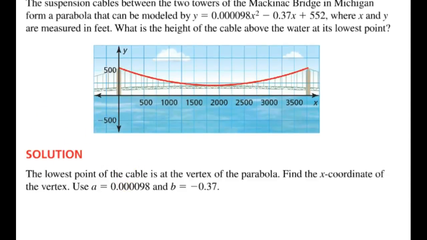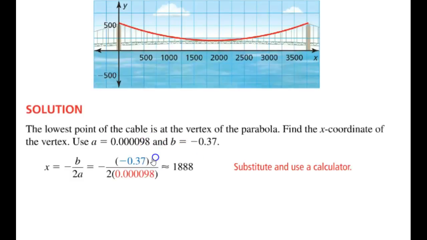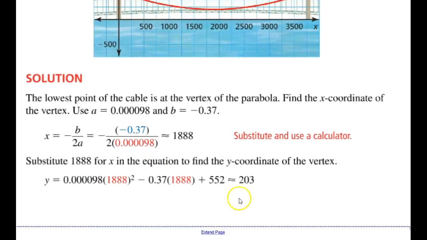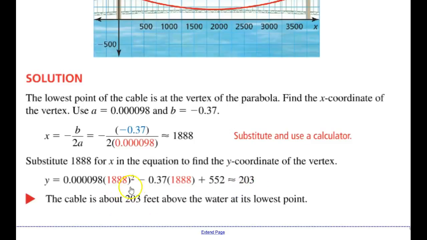So again, I find the values of my vertex using my A and B from my graph. First, I always use my negative B over 2A. I substitute in what I know and use a calculator. So this is the X value. This value tells me how far across the bridge I go to get to that lowest point. It does not tell me the height of the bridge. It tells me how far I have to go to get there. So now I substitute that back into my original equation to find the y coordinate of my vertex, or the height. So the cable is about 203 feet above the water at its lowest point.